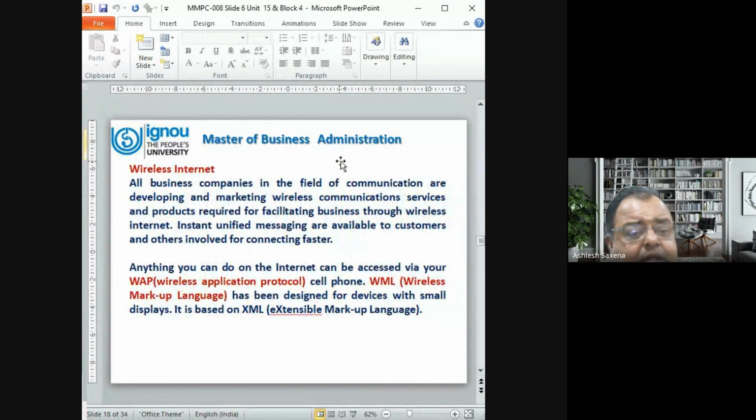Wireless Internet. All business companies in the field of communication are developing and making wireless communication services and products required for facilitating business through wireless internet. Instant unified messaging is available to customers and others involved, connecting faster. Anything you can do on the internet can be accessed via your WAP, that is, wireless application protocol, cell phone. WML, that is, wireless markup language, has been designed for devices with small displays. It is based on the XML language.